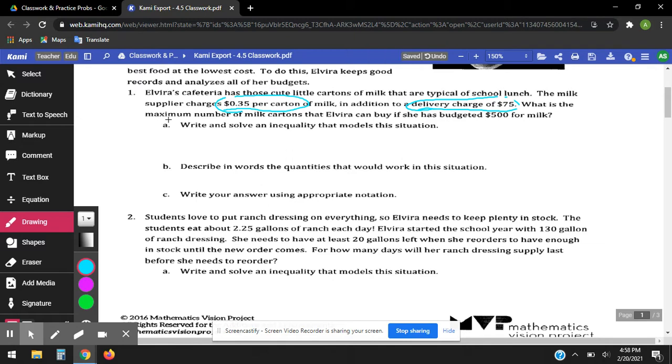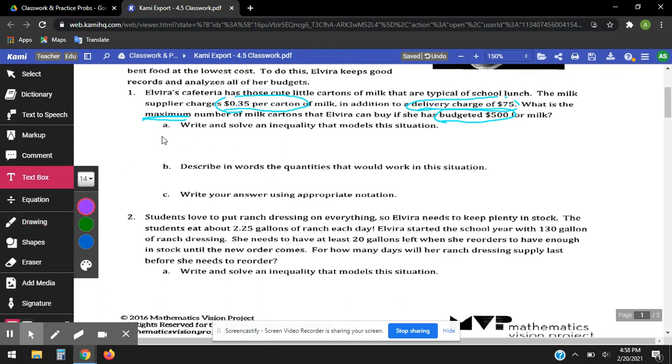What is the maximum number of milk cartons that Elvira can buy if she has budgeted $500 for milk? So write and solve an inequality that models this situation. So we are going to first see if we can figure out what our inequality is.